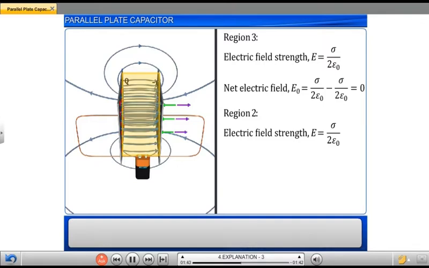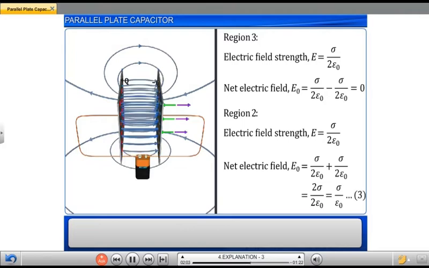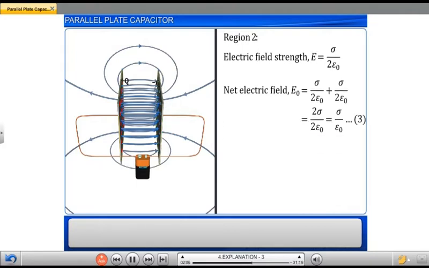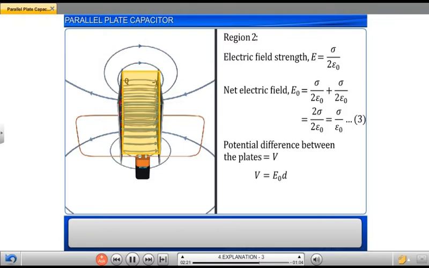Hence, in region 2, the net electric field strength E naught is equal to sigma by 2 epsilon naught plus sigma by 2 epsilon naught. On simplification, we get E naught is equal to sigma by epsilon naught. Let this be equation 3. Let the potential difference between the positive and the negative plates be equal to V. For a uniform electric field of strength E naught between the plates of the capacitor, we have V is equal to E naught d. Let this be equation 4.